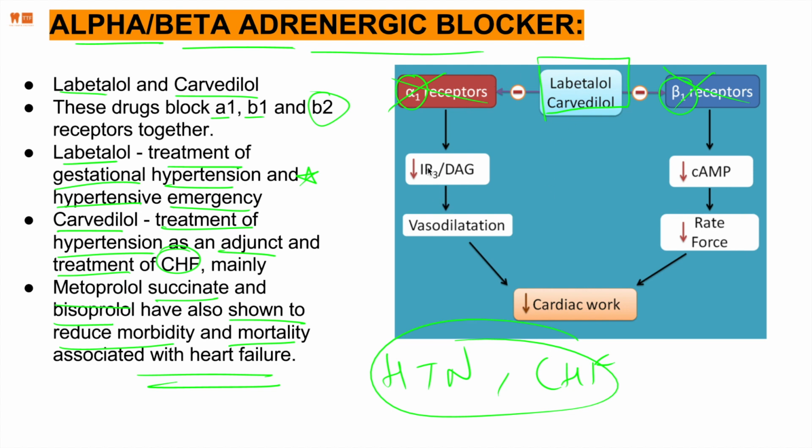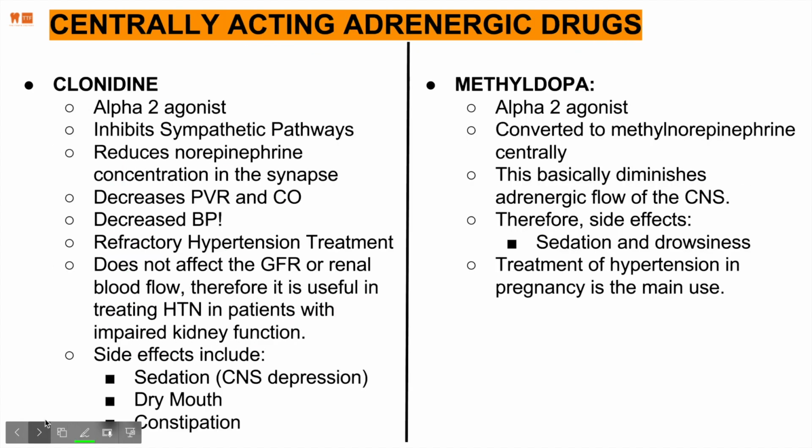So alpha-1 blockade decreases the vasoconstriction, leading to vasodilation, leading to decreased heart work. Beta-1 receptor blockers decrease the force of the heart, leading to a decrease in the heart work. That causes vasodilation and decreased cardiac output.